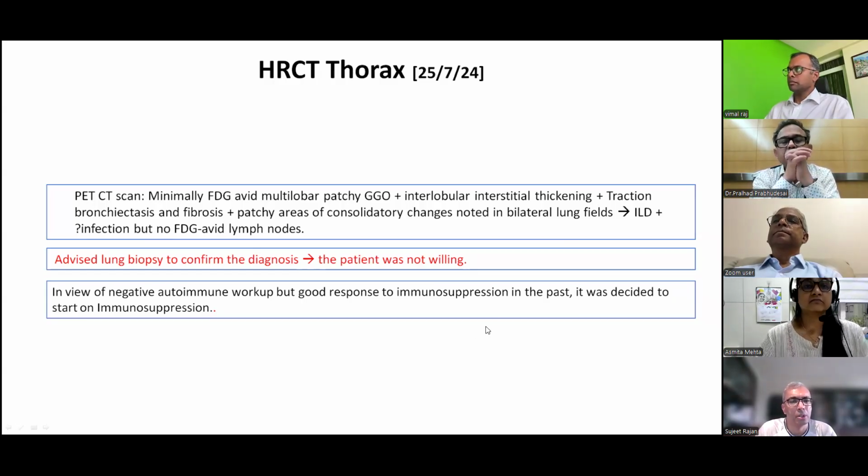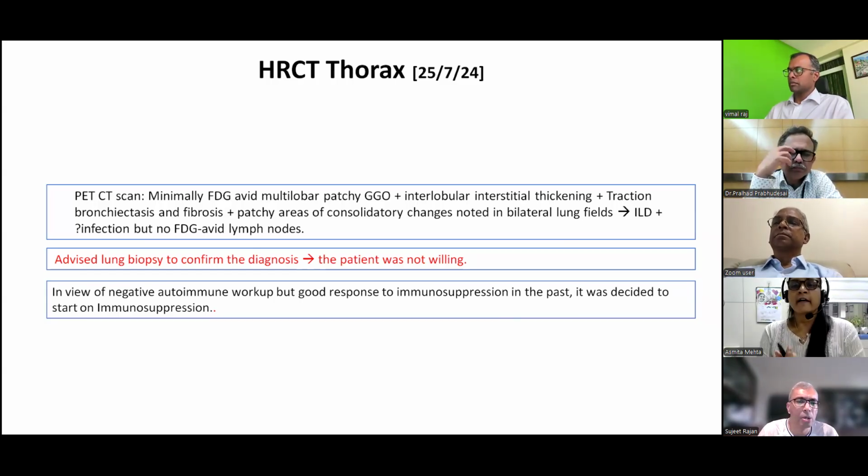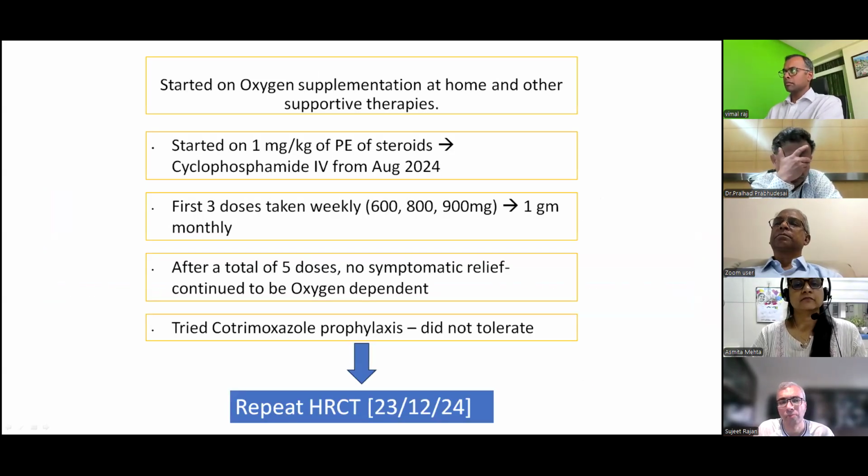We also got the impression of a chronic pulmonary sarcoidosis. So we decided to go ahead with a PET scan, but there were no FDG avid lymph nodes, but there was definitely an ILD. So we advised lung biopsy to the patient, but she was not willing. In spite of having a negative autoimmune workup, and because she had a good response to immunosuppression in the past, we decided to proceed with immunosuppression and started her on cyclophosphamide.